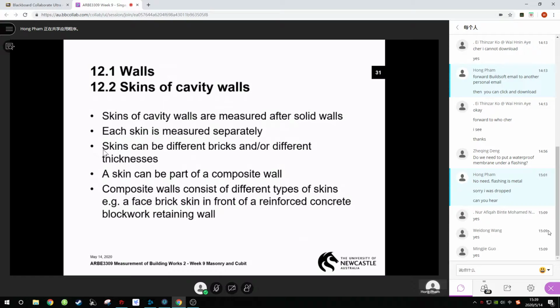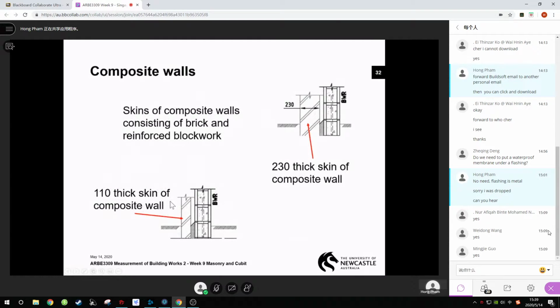Here we go. Here's a composite on slide 32. Here's some composite walls. We've got a core-filled block wall, and then in the bottom left-hand corner we've got 110 thick skin of composite wall, and the top right-hand picture is a 230 thick skin of hollow composite wall. So that's how you describe those in the bill.